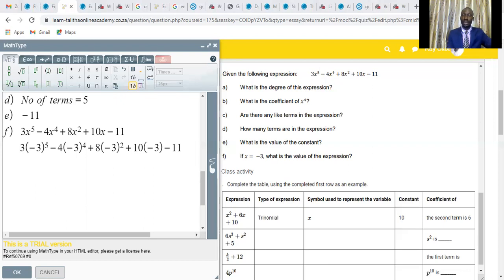So one more time, we have 3 times, okay. Then we open a bracket. Minus 3. Close the bracket. Then we raise this to what? 5. Then say minus 4. Bracket.